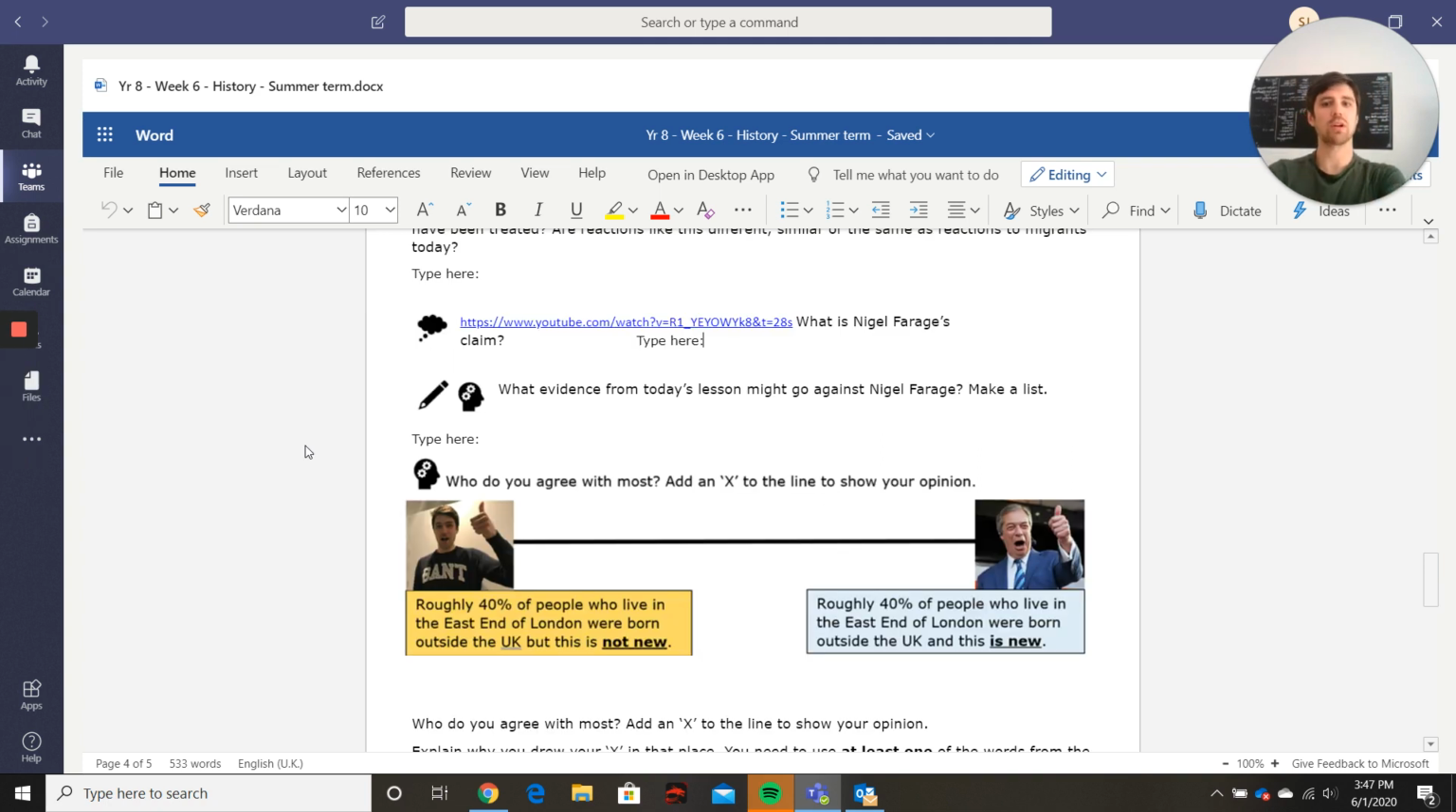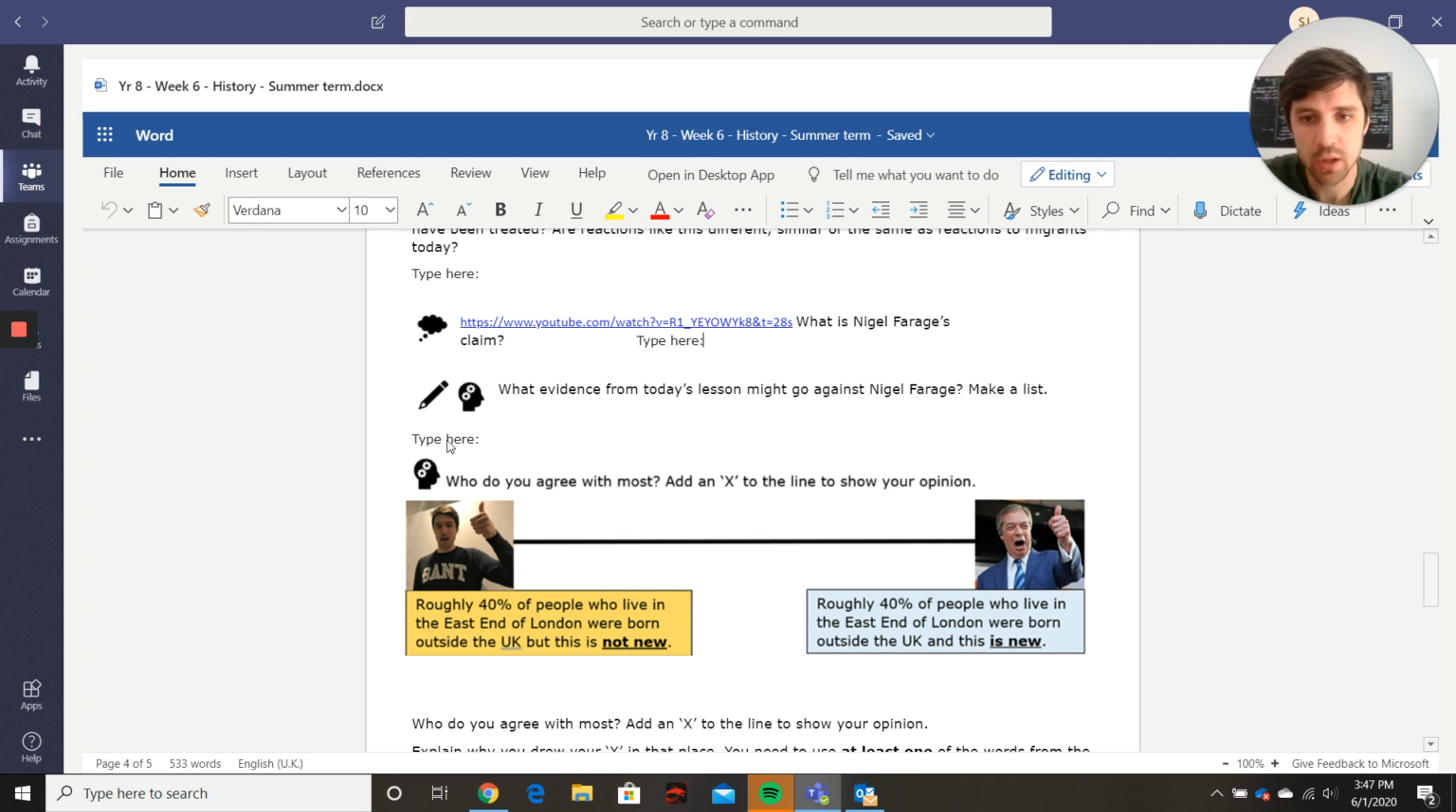Once you've done that, you're going to write down evidence which might go against Nigel Farage's claim. For example, you could write down about the different migrant groups who moved to the East End of London, or indeed all over London throughout our history, and what traces they left behind that prove they were there.